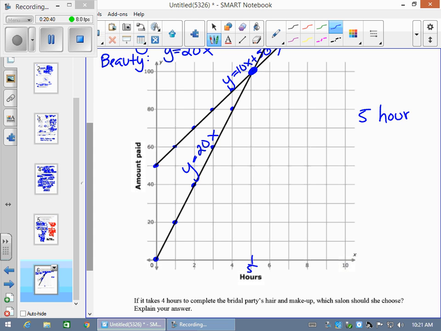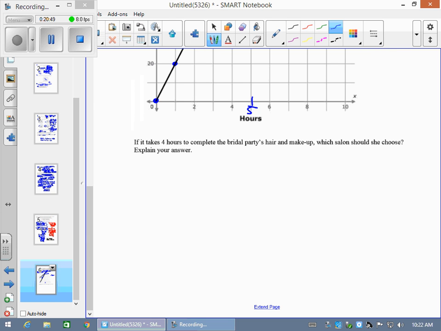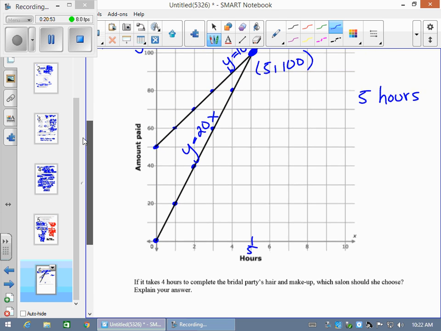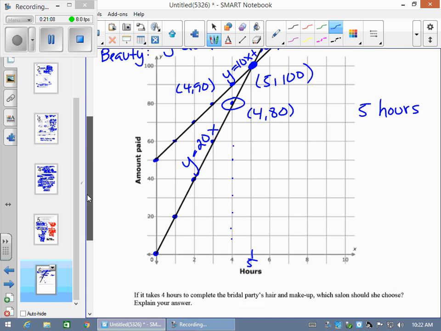And if I go down to the bottom, it says if it takes 4 hours to complete the bridal party's hair and makeup, which salon should you choose? So just looking at the graph at 4 hours, if we look up here, you can see that this would be much lower. This is (4, 80), and this I can't really see, this is (4, 90). So right there I can see that Beauty by Anita would be cheaper, at only $80. So I need to state that Beauty by Anita would be the cheaper company to go with.